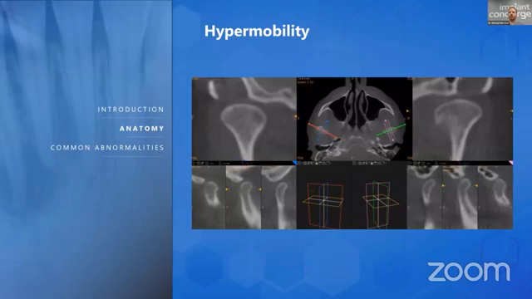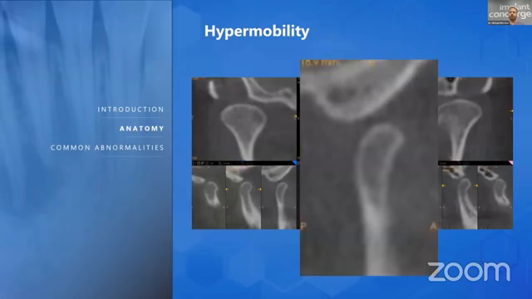Here's an example of hypermobility. If the condylar head is either in front of the articular eminence or behind, this could be caused by it. Again, unless you can see the patient, and I only get a snapshot of time, what is the patient doing? Is there rotation? Is there articulation of the condyle? And in this example, there was hypermobility. As you can see here, the condylar head is just anterior to the articular eminence.